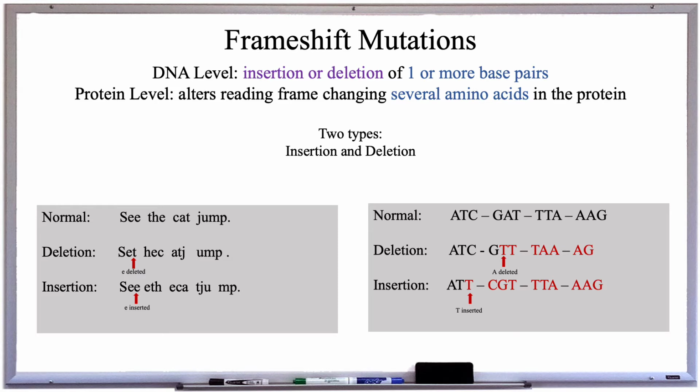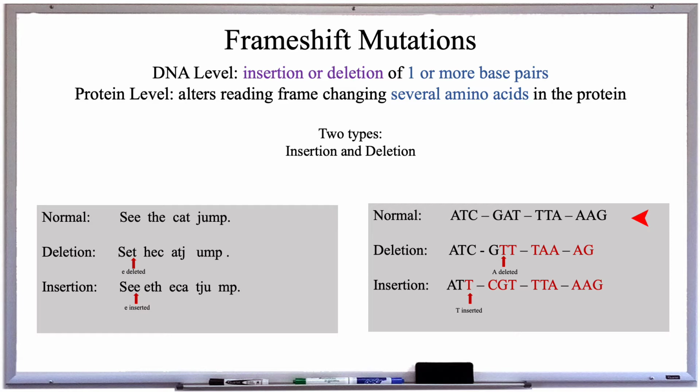When you think of frameshift mutations, think insertion or deletion. A frameshift mutation is the insertion or deletion of one or more base pairs. This alters the reading frame, changing several amino acids in the protein. Let's look at the example on the left. Here, a simple sentence displays the effects of insertions and deletions. If you delete or insert the letter E, the words are no longer spelled correctly and the sentence is no longer comprehensible. Now, let's look at the example on the right.